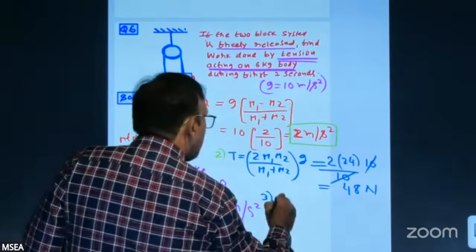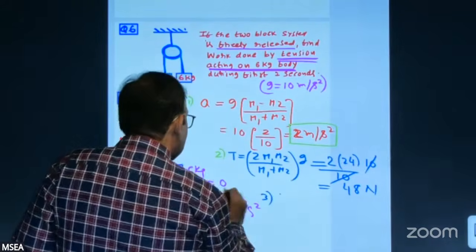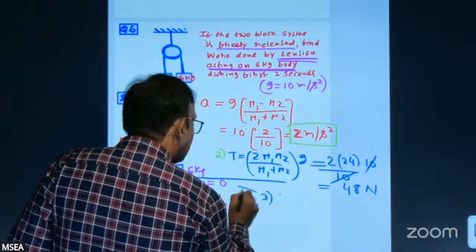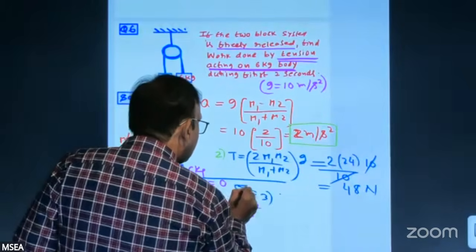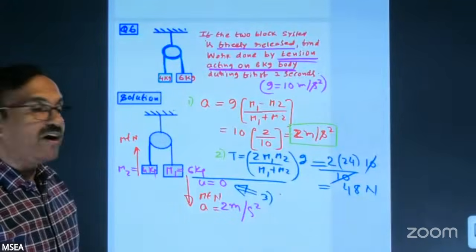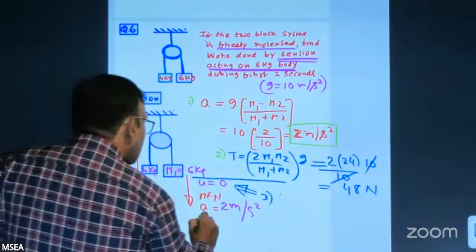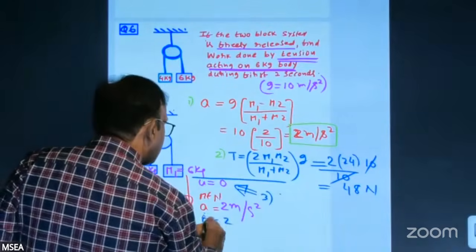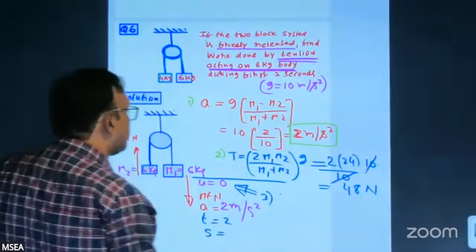As far as the 6 kg body is concerned, you know that its initial velocity is 0. These are the relevant points here: initial velocity of the 6 kg body is 0, and acceleration we have already found as 2. And what is the time interval he is talking about? 2 seconds, the first 2 seconds. Then you calculate the displacement of the body.